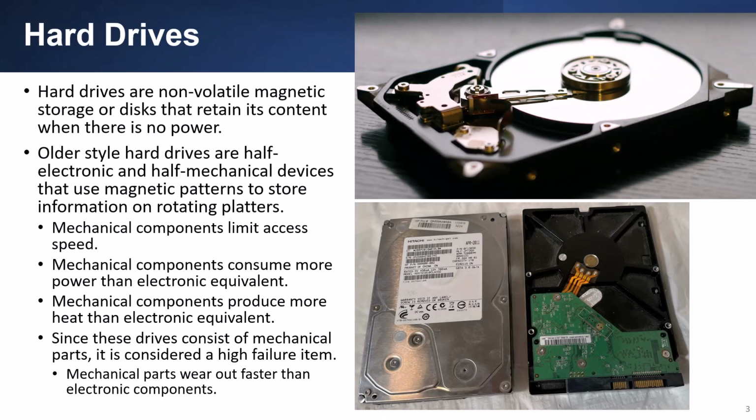Hard drives are non-volatile magnetic storage or disks that retain their content when there's no power. Older style hard drives are half electronic and half mechanical devices that use magnetic patterns to store information on rotating platters. Mechanical components limit access speed, consume more power than electronic equivalents, and produce more heat than electronic equivalents. Since these drives consist of mechanical parts, they are considered a high failure item because mechanical parts wear out faster than electronic components.